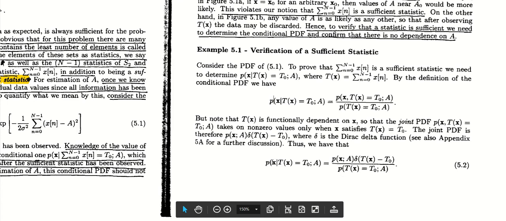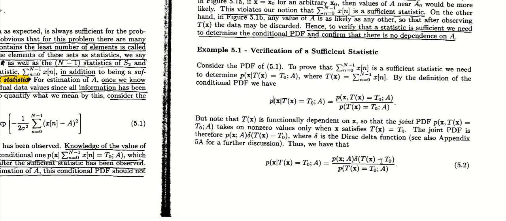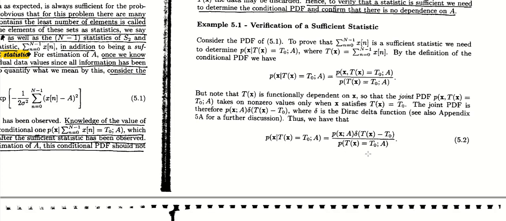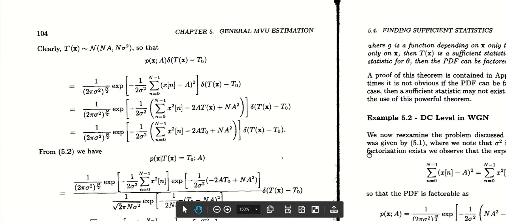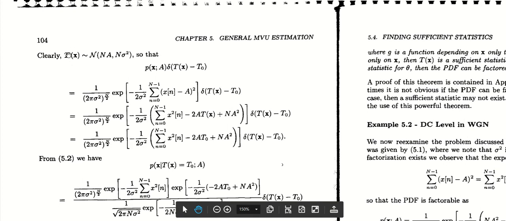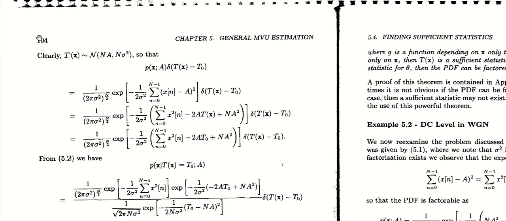So we can rewrite this in this way, which means that this term is written into this form. Okay, so now let's turn to the next page, page 104. So clearly P of X is distributed by this. For this distribution, I think we have done it before.